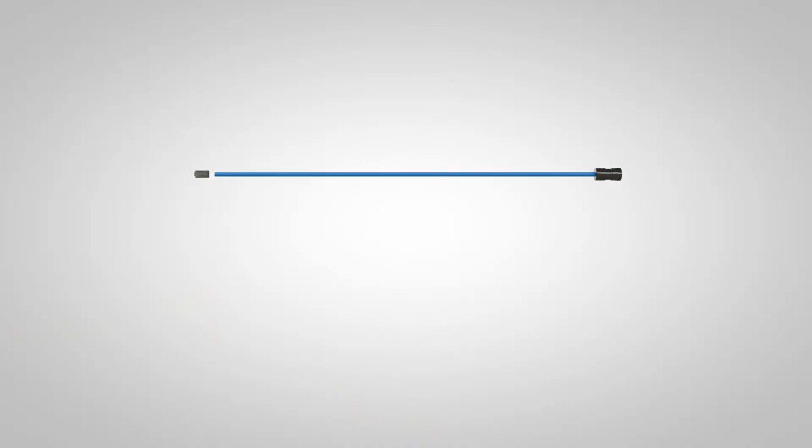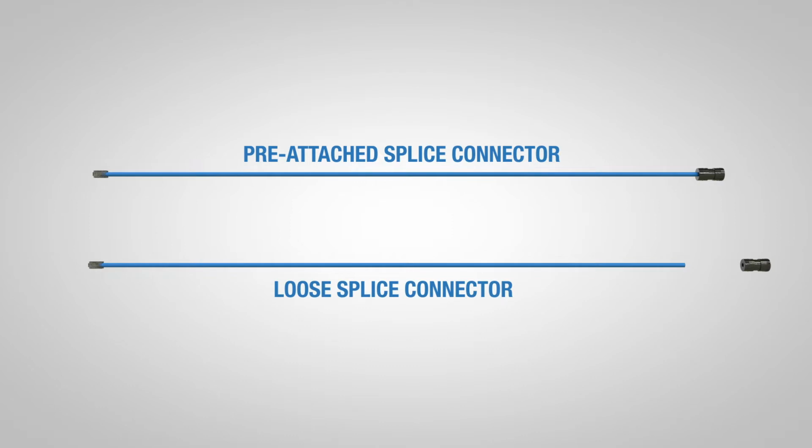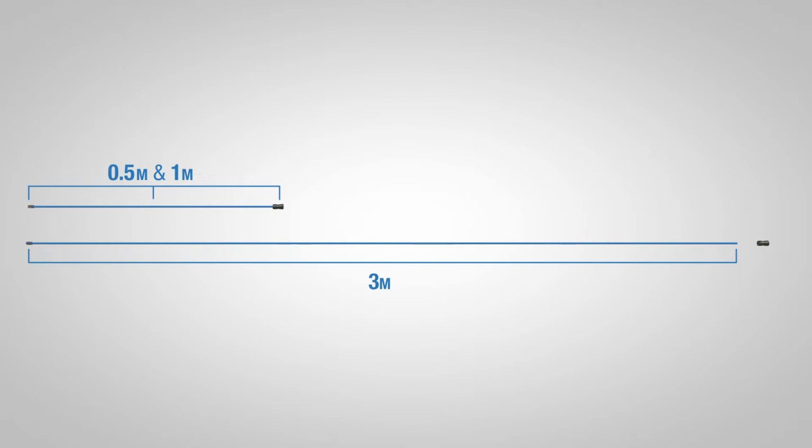There are two versions of Panduit's UTP field cord connector, one with a pre-attached splice connector and one with a loose splice connector. The version with the splice connector pre-attached to the cord comes in lengths of 0.5 meters or 1 meter, while the version with a loose splice connector comes in a 3 meter length. Both versions are available in blue or white cable colors.